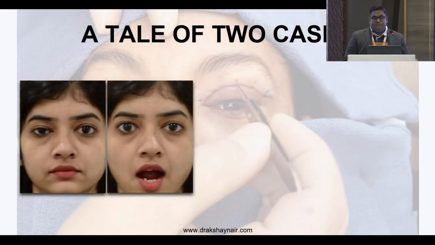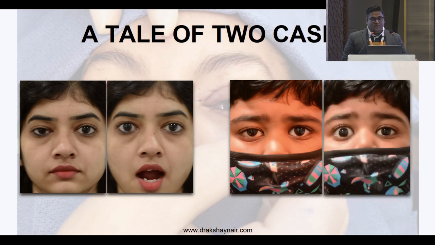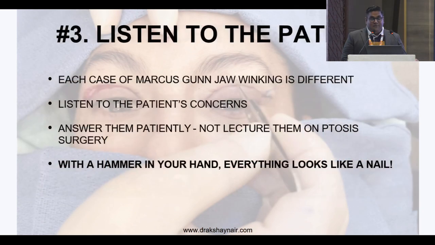So the third red flag is Marcus Gunn jaw-winking phenomenon. Now you can see that in the patient on the left, the Marcus Gunn is correcting itself to the height of the contralateral normal eyelid, as opposed to something that is going higher up in the kid. So if you have a one-stop solution for all Marcus Gunn jaw-winking phenomenon, you're likely going to have every alternate patient who's going to be unhappy. Because with a hammer in your hand, everything that you see is going to look like a nail.